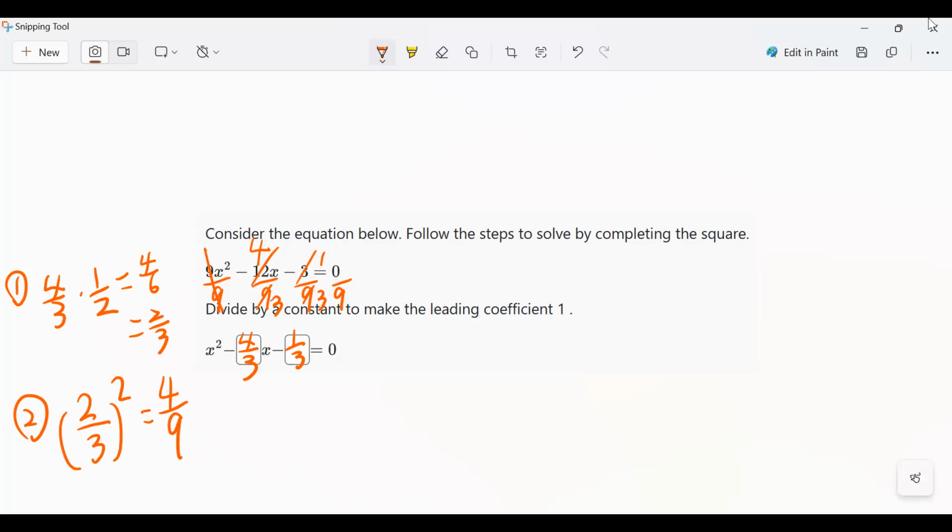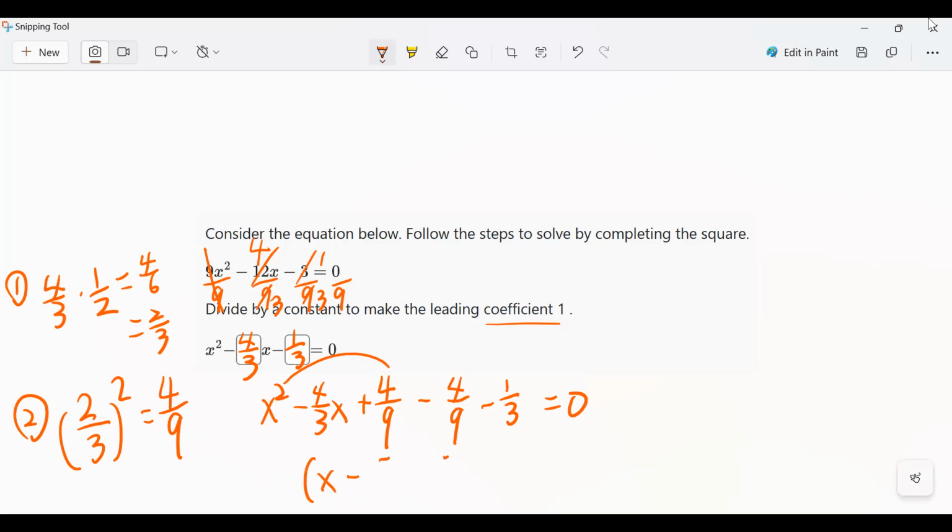So that's the third number we need. That's x squared minus 4 over 3x, adding 4 over 9. Now you're gonna subtract 4 over 9. And then minus 1/3, right? So add, right. That's it. And then the first 3 terms is a perfect square. Get an x minus 2/3 squared.